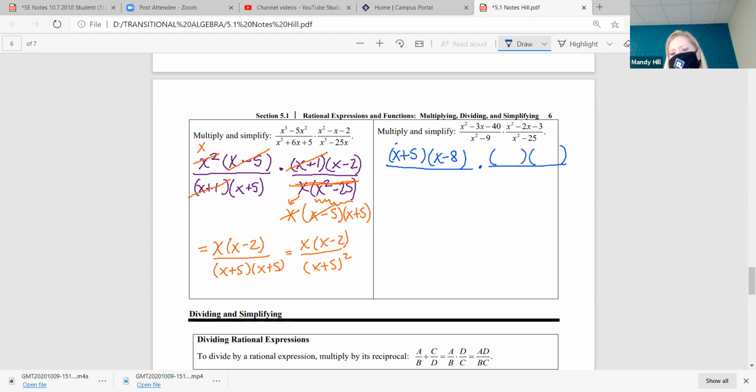Something that multiplies to negative 3 but adds to negative 2. So X minus 3, X plus 1. X squared minus 9, that's a difference of squares, right? So that just means it's X minus 3, X plus 3. X squared minus 25, difference of squares, X minus 5, X plus 5.